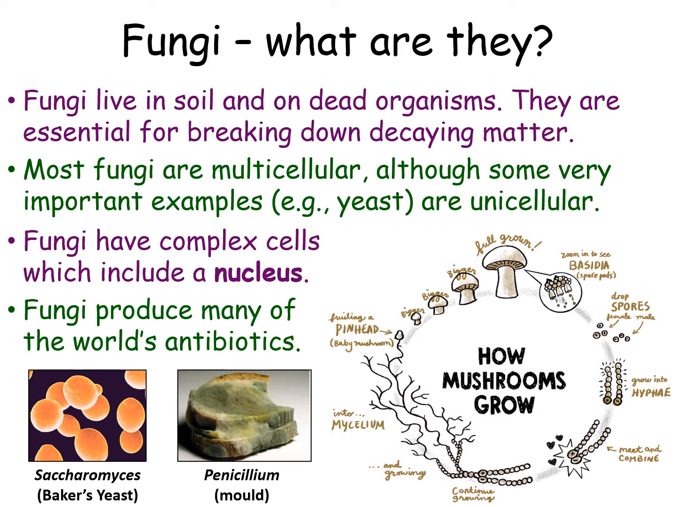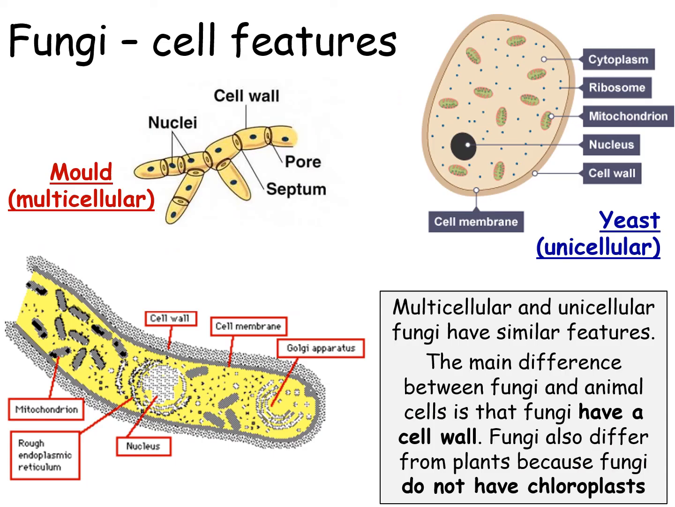Most fungi are multicellular, although, for example, things like yeast are single-celled, so it can be a bit both. Fungi have complex systems, which include a nucleus, and fungi also produce many of the world's antibiotics. Things like penicillin have been produced from fungi. So a few examples here, you've got the mold penicillin here, which we use to produce antibiotics, and you've got yeast, which is a single-celled fungus that we use in baking bread and brewing beer. And those kind of processes.